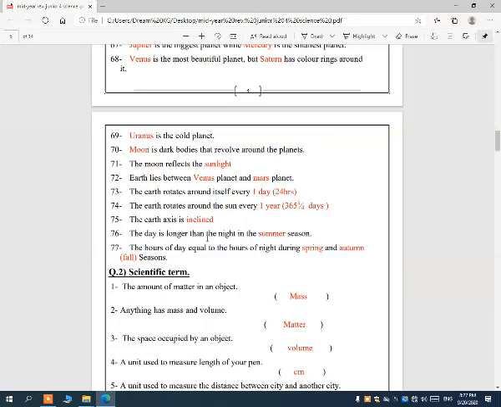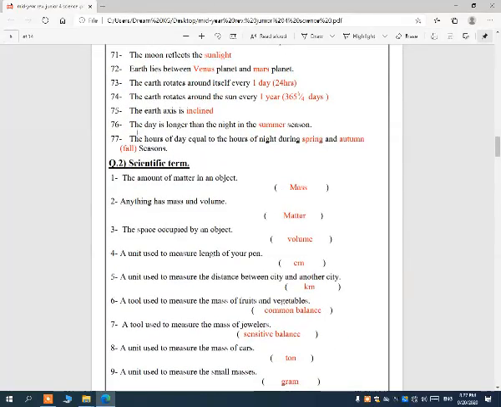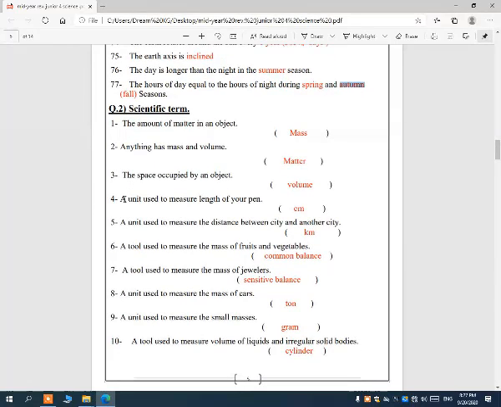Let's go to 76. The hours of the day are longer than the night in the summer season. 77. The hours of the day equal the hours of the night during spring and autumn seasons.